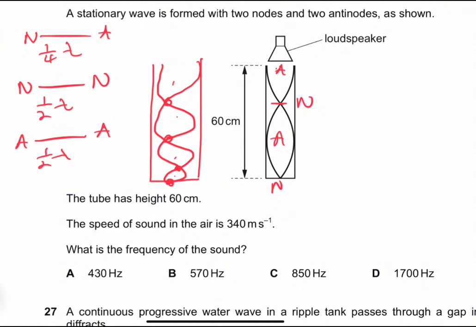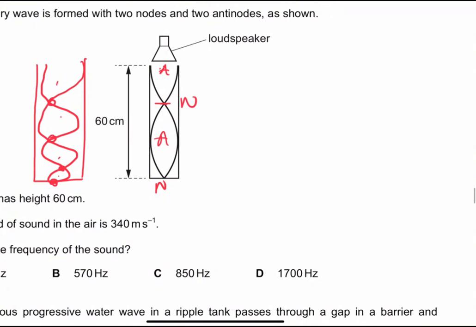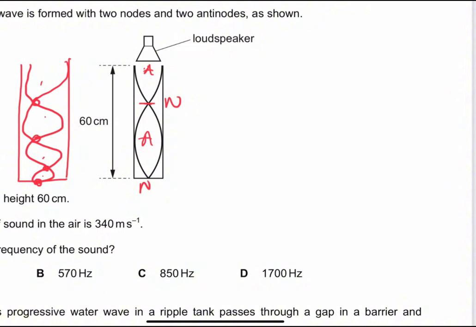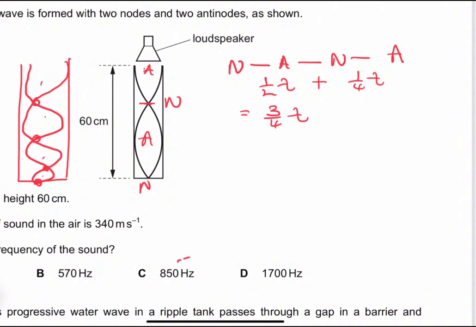We're going to compress the wave so much that we fit so many wavelengths within a very small space, meaning that the wavelength has to be smaller. But here, this length is equivalent to this certain lambda. So the arrangement is more like this: a node, an antinode, a node, and an antinode. Remember I said a node to a node is half lambda, and a node to an antinode is 1/4 lambda. So the total gives you 3/4 of lambda, and 3/4 of lambda is equivalent to 60 centimeters.